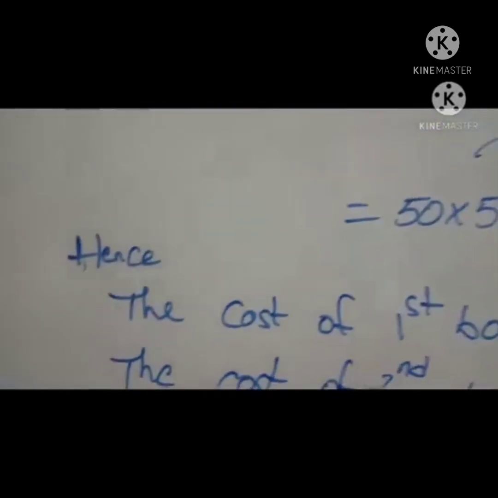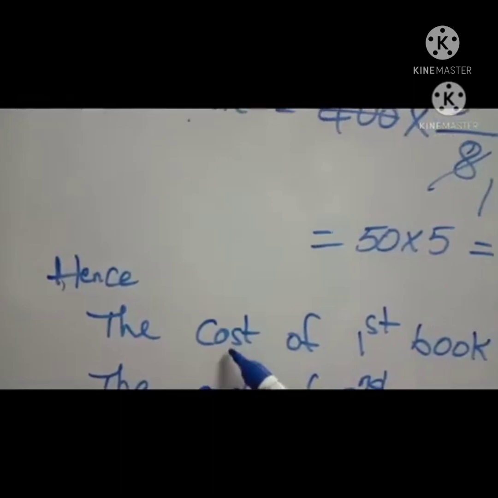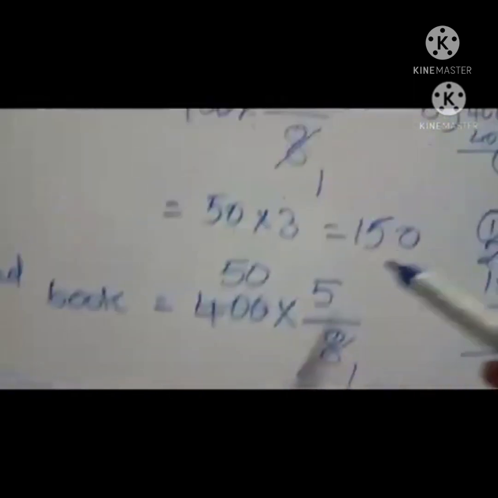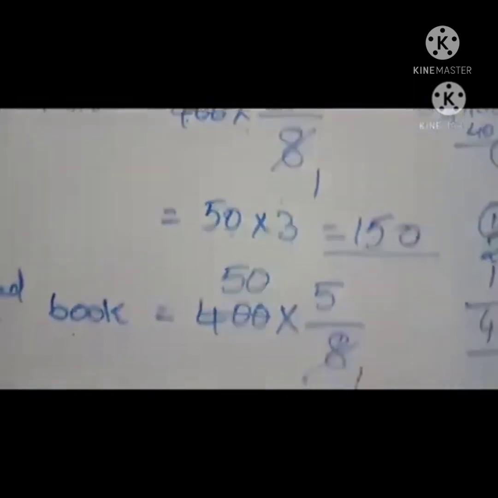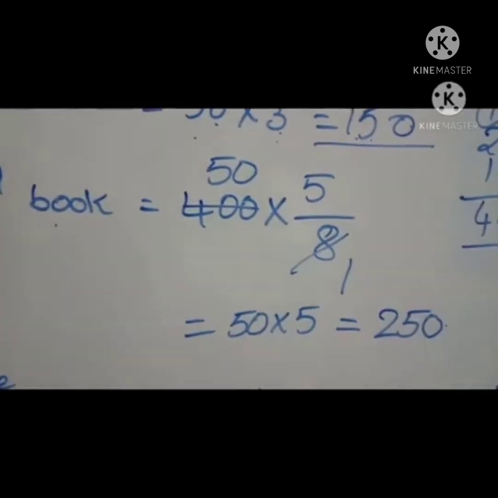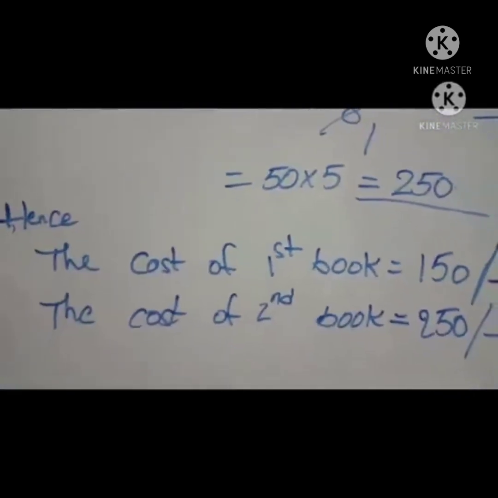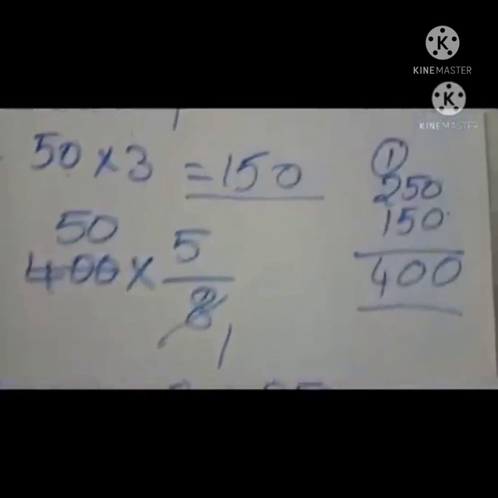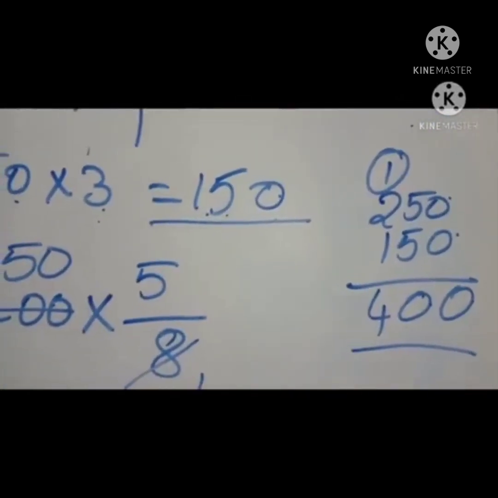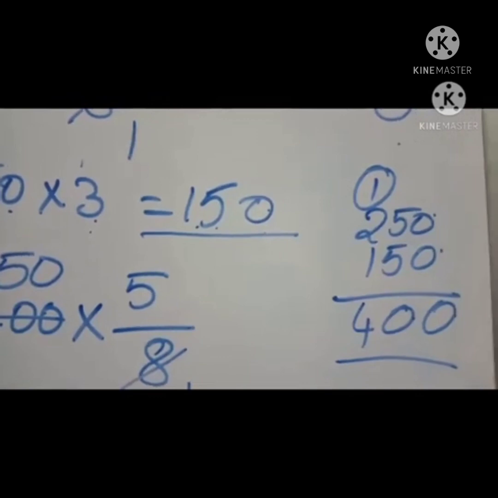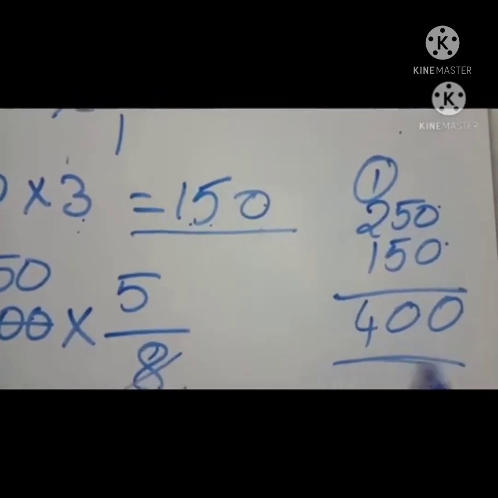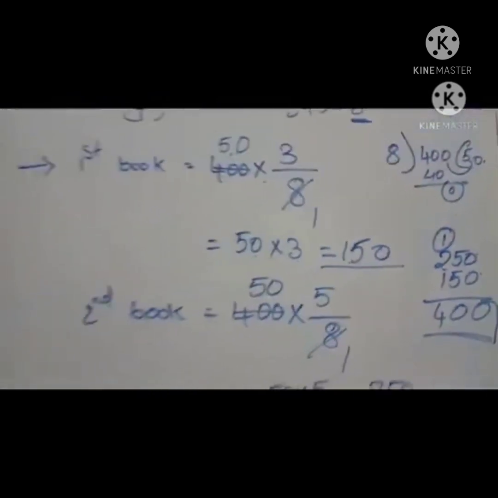And coming to the next step. Hence, what is the cost of the first book? 150. Very good. And what is the cost of the second book? 250. These are the steps. Again, I do the addition. Why? Because to check the total, what is the cost? 400. Now we get that answer. Now that's why this sum is correct.